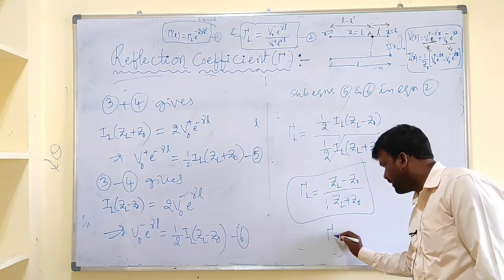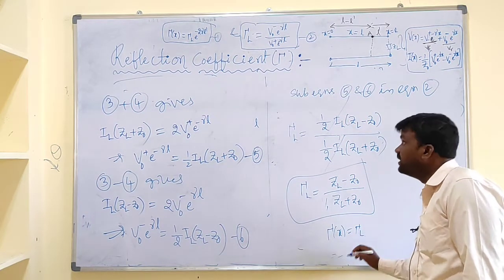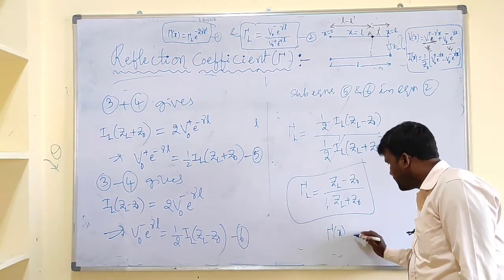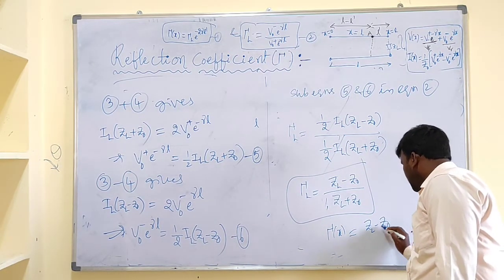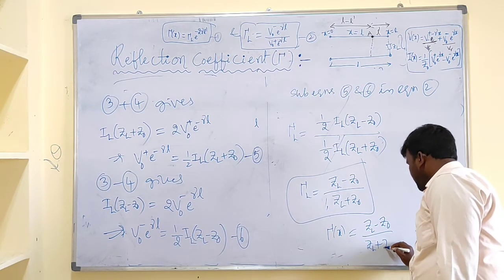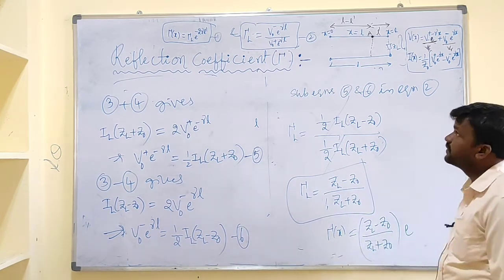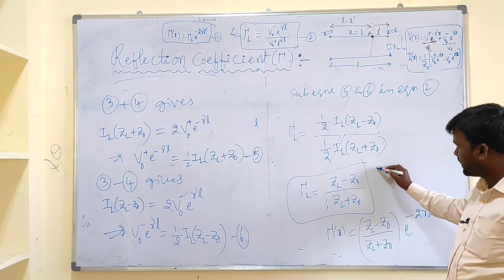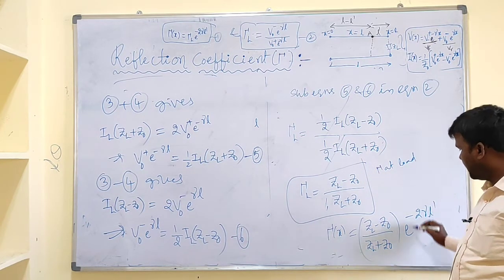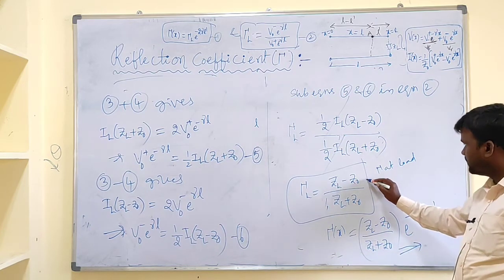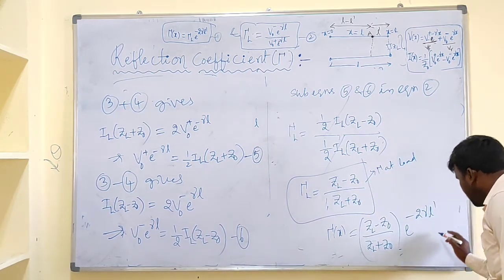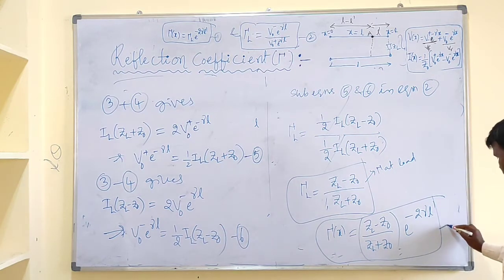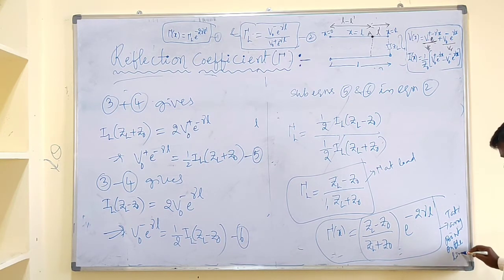And the reflection coefficient at any point on the line is given by gamma x equal to gamma L into e to the power minus 2 gamma L dash. Substitute in 1, we will get ZL minus Z naught by ZL plus Z naught into e to the power minus 2 gamma L dash. So this is the expression for gamma at the load, and this is the equation for gamma at any point on the line.